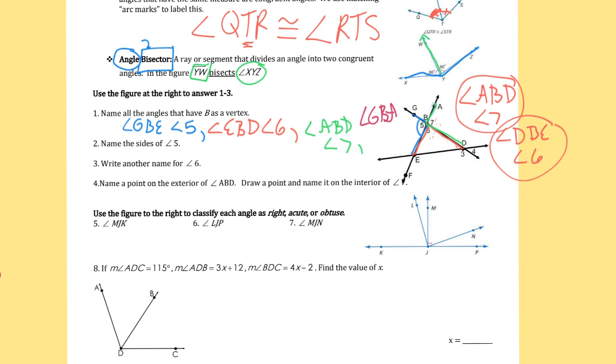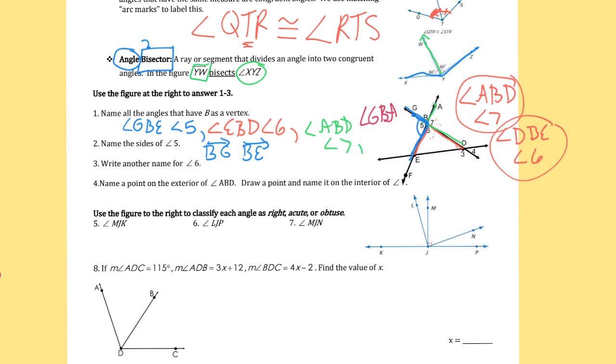What are the sides of angle 5? Angle 5 is this blue angle over here. The sides are 2 rays that meet at B. So B going towards G is the ray that forms the top of it, BG. The other side is going to be B going towards E or F. It doesn't matter which one you do. So write E or F, starting at B going towards E or F. The two rays that form an angle are going to be the sides of it.